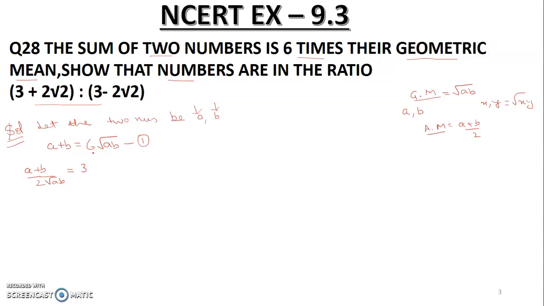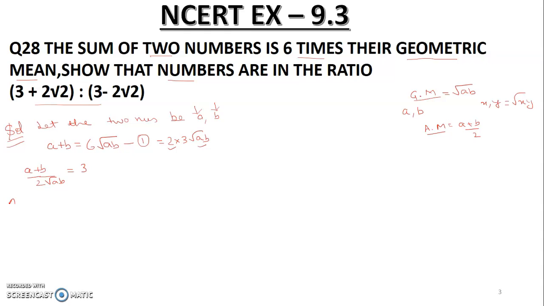I can write this as 2 into 3 root ab, and this 2 and root ab I am taking in the denominator. I can do this, so that is what I have taken. a plus b upon 2 root ab is equal to 3. Understand this very carefully, students. a plus b upon 2 root ab is equal to 3.